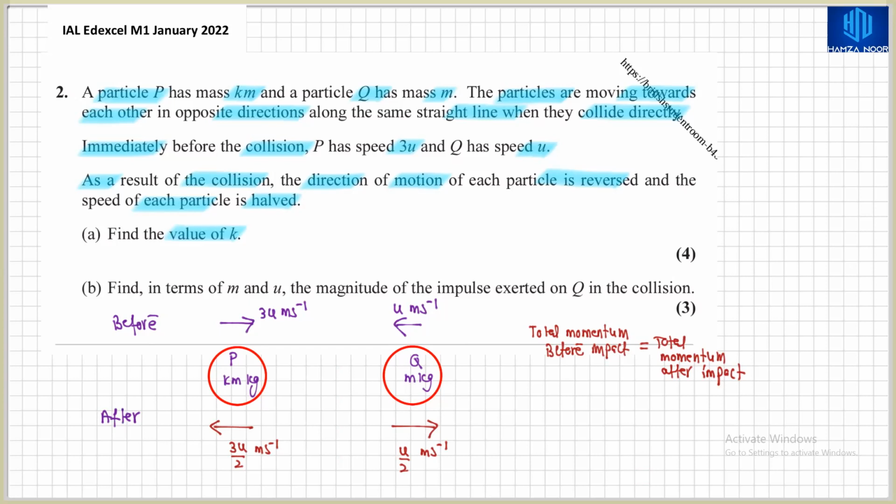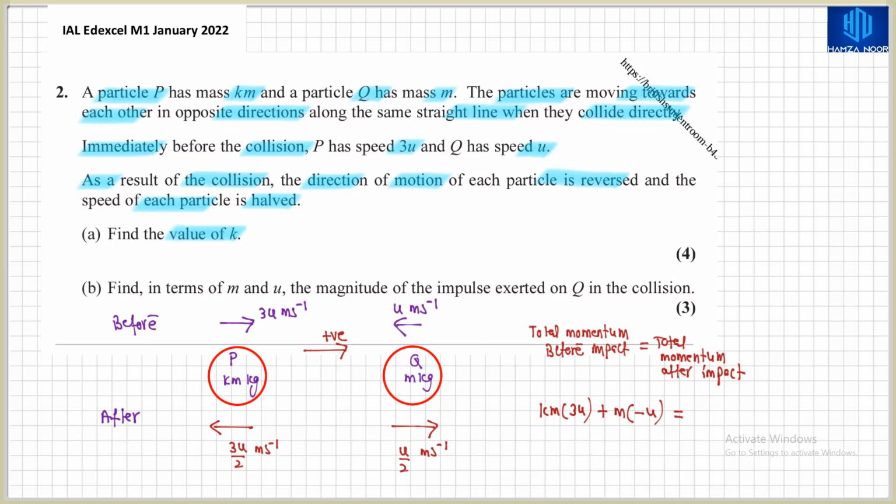So the total momentum before the impact is equal to the total momentum after the impact. Here you need to assign a particular direction to be positive. I'm taking the right hand side direction to be positive. Otherwise, you can take the left hand side direction as positive as well. First I'm going to write the total momentum before the impact. Since I've taken the right hand side direction as positive, this will be km multiplied by 3u plus m multiplied by minus u, and this whole thing will be equal to the total momentum after the impact.